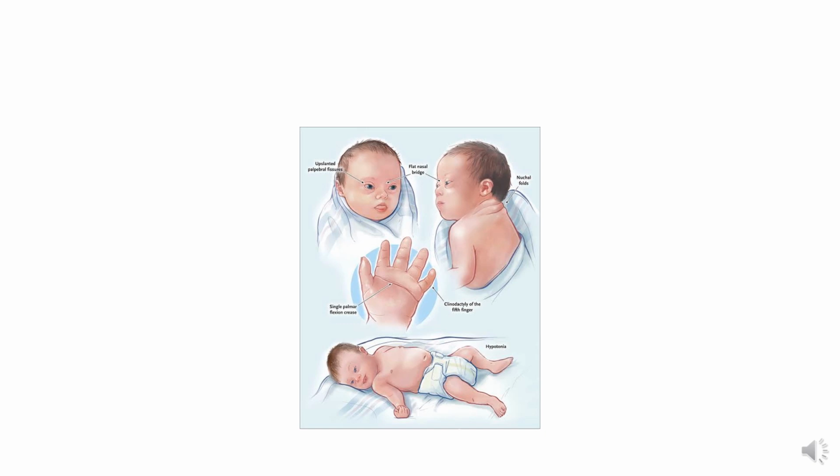These are the folds of the skin which are seen. Flat nasal bridge. Nasal bridge is totally flat, and which actually immediately gives the click in the mind that it is Down syndrome. Protruding tongue. The tongue is put outside and it is protruding outside always.